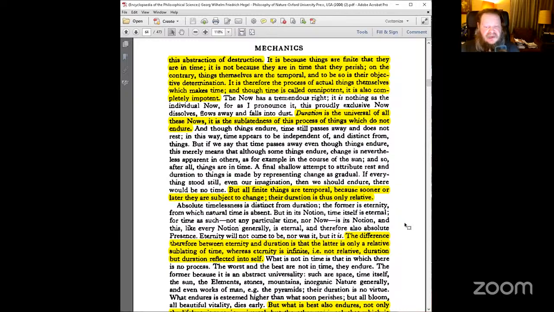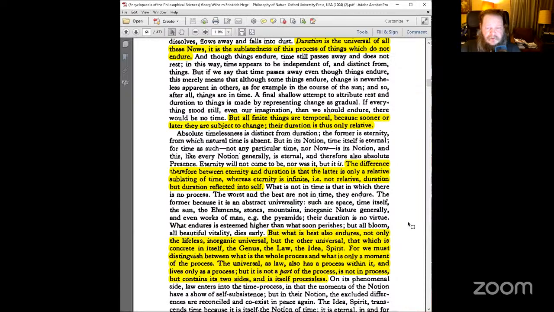Yeah, subject to change, their duration is thus only relative. The difference, therefore, between eternity and duration is that the latter is only a relative sublating of time, whereas eternity is infinite. That is not relative duration, but duration reflected into itself. This is one thing I like about the philosophy of nature, is that when you're looking at some of these objects like duration, and he says that duration reflected into itself is eternity.